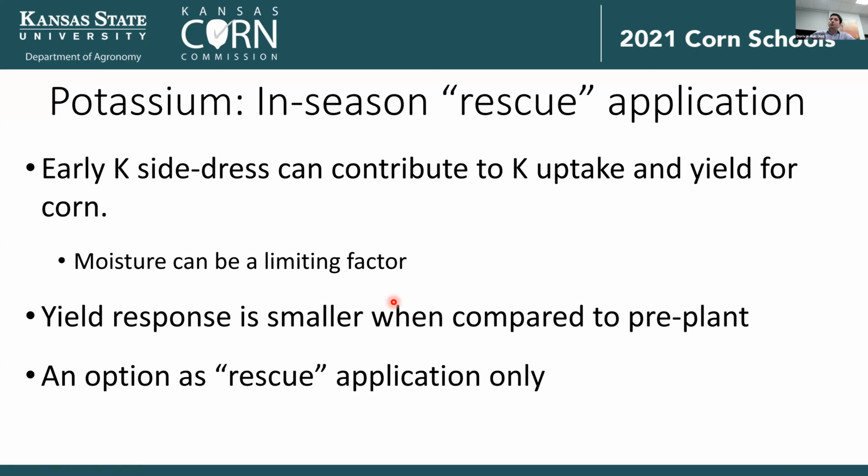Like I say, moisture is one factor that we have to pay attention to. We need to get that rainfall to incorporate that K a little bit, unless again, we can do some type of liquid and maybe even inject side dress. That's also a possibility that can perhaps help us there. The one thing I want to emphasize is that yield response is much smaller compared to pre-plant. So it's really more of a rescue application option. That's the only way I would suggest this.